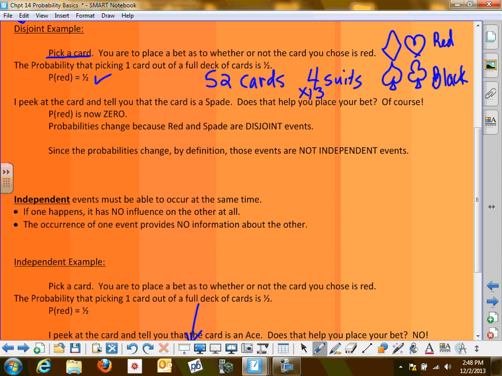All right. But guess what? I'm going to peek at that card that you picked, and I'm going to give you a hint. It is a spade. So now, what does that do with your bet? Okay. So does that help you place your bet? Of course, because now you know the probability of it being red is 0. So you're going to bet against red because I told you it was a spade. So the probability changed because red and spade are disjoint. They cannot happen at the same time.